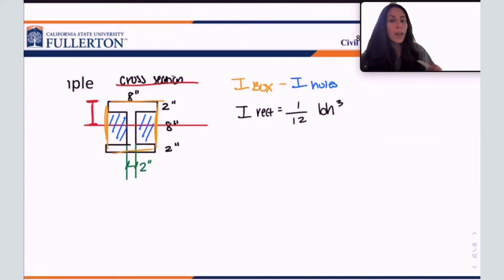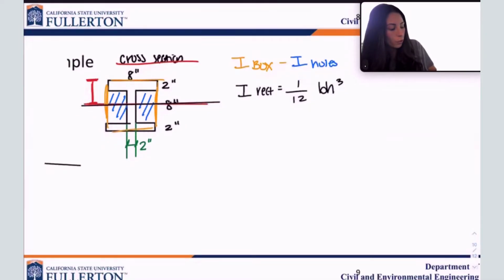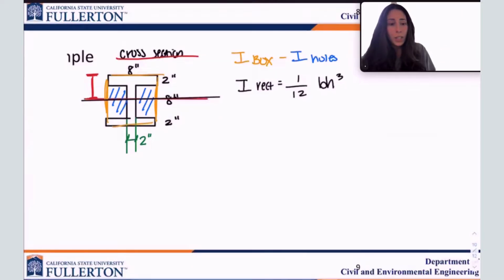This cutout method only works if the center, the neutral axis, is in the middle of the cutouts and the shape. And in this case it is. So, for example, this does not work for a T-shaped cross-section. Your neutral axis would be somewhere here. That is not the middle of the cutouts. It does not work for a non-symmetric cross-section. It only works for these symmetric ones. Okay? So, let's go ahead.